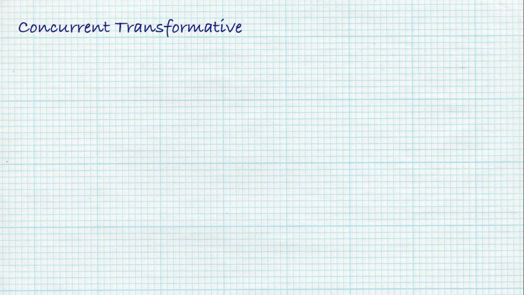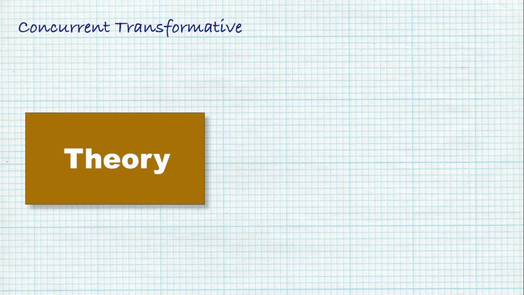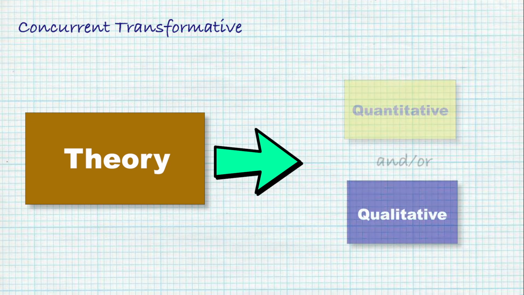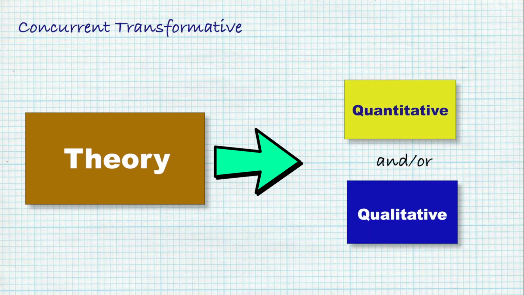The final of Creswell's strategies is called concurrent transformative. In this method, we start with a large or interesting theory that we want to test. Most of our methodology is taken up looking at that theoretical idea, and then we devise a method, whether it's qualitative or quantitative, that helps us test whether that theory is true or whether it's applicable within the circumstances or phenomena that we're studying.